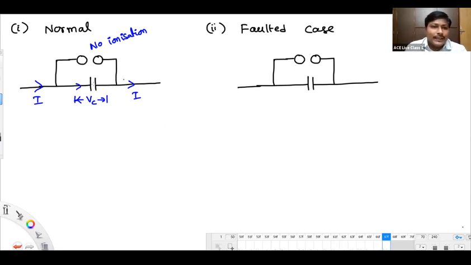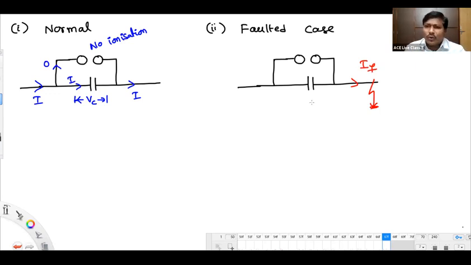And you see this, the gap current will be zero. Now, if there is a fault at some place, this current is a very large current, which we call fault current.